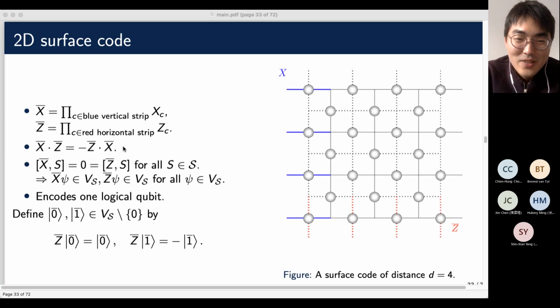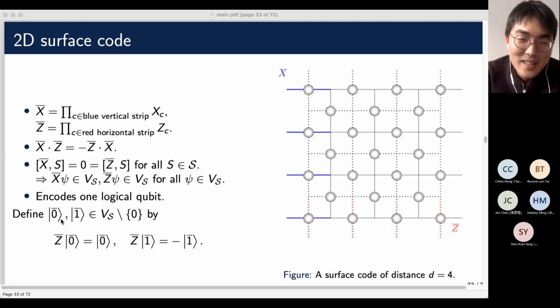They have this commutation relation. So X bar and Z bar anti-commute. And X bar and Z bar commute with all the stabilizer operators.